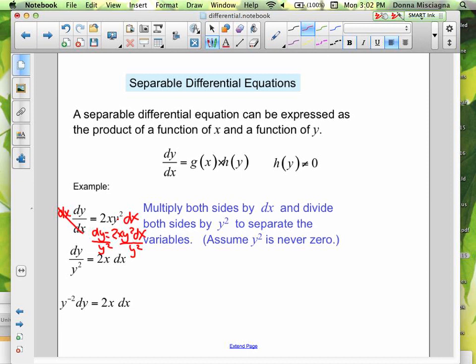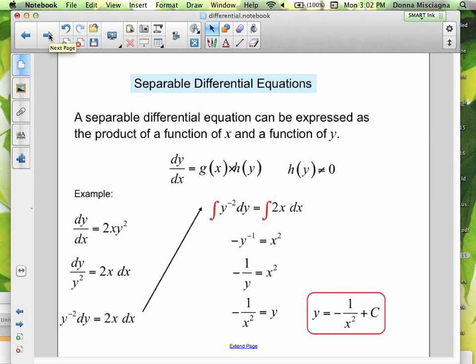What do you think our next step might be? Integrate them. We're going to integrate one with respect to y and the other with respect to x. Once I integrate, I can only have x's over here, because I'm not allowed to have y's mixed in with the dx, and I'm not allowed to have x's mixed in with the dy. So we integrate both sides. If we integrate y to the negative 2 dy, that becomes negative y to the negative 1. And if we integrate 2x, that becomes x squared.